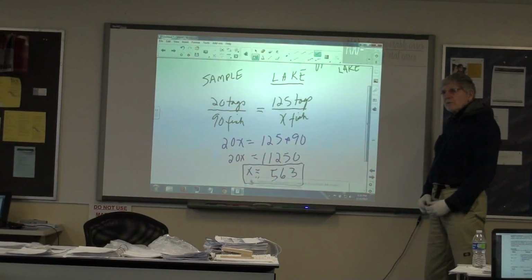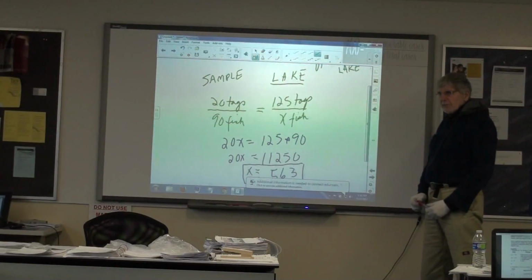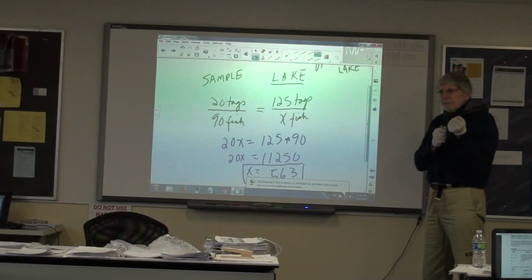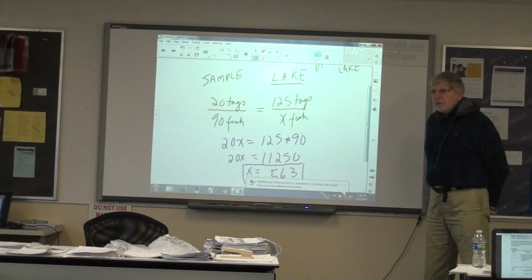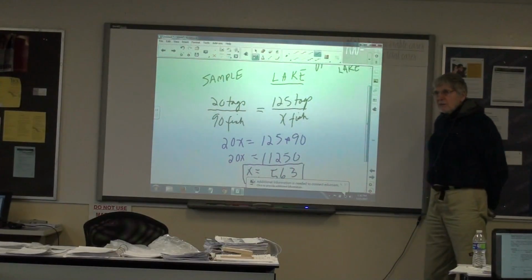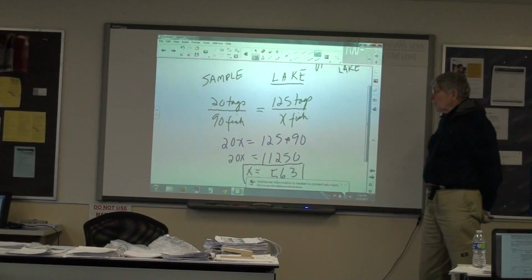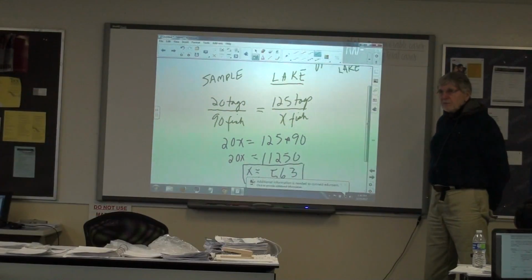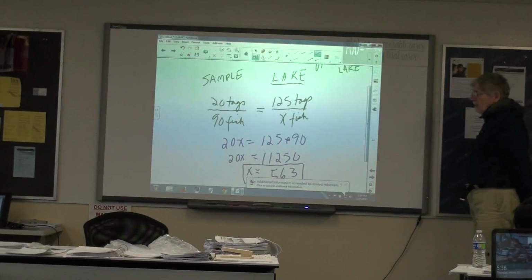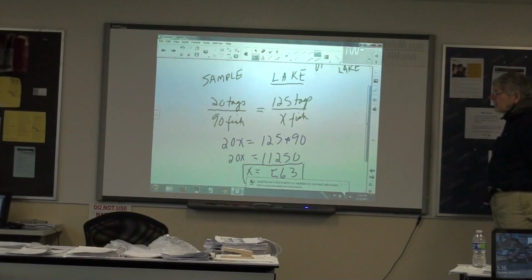Where'd you get the 90 from? Well, if you listen, he went out a week later with the same empty net. He put the net in the water and he scooped it up and he counted the number of fish in the net. There were 90 fish in the net. Okay. In the sample. So he made a sample of size 90. Arbitrary. You don't know how many fish in the net, doesn't matter. And of those 90 fish, he saw that 20 of them had tags. So then he assumes that the sample has the same ratio of tags to fish as does the entire lake. So he sets up this proportion.